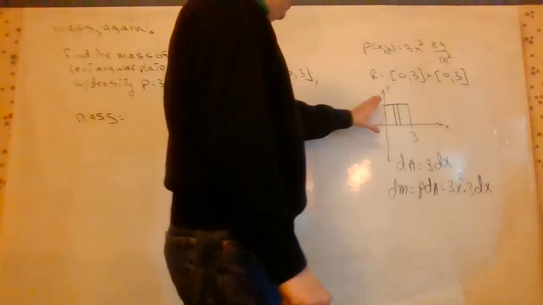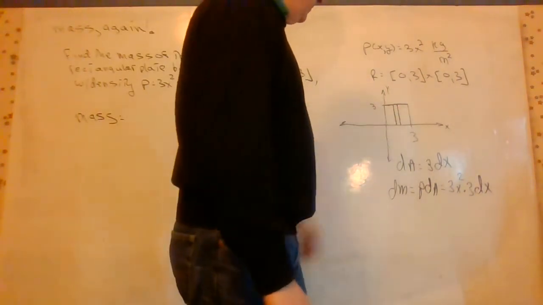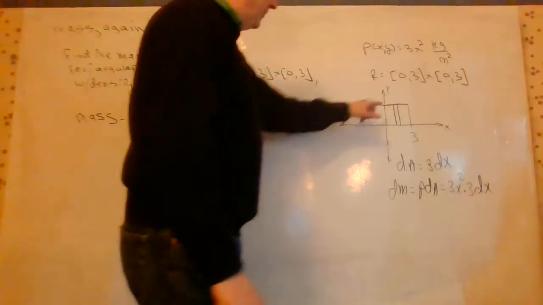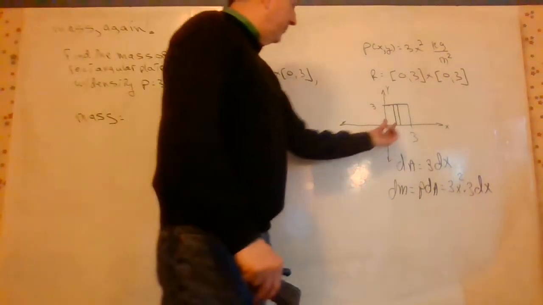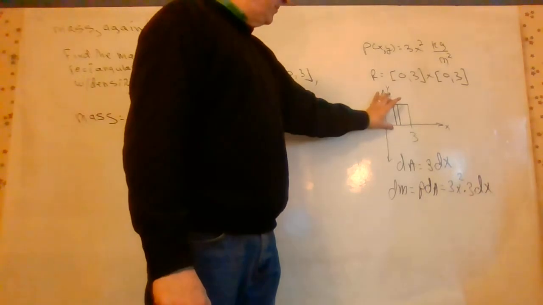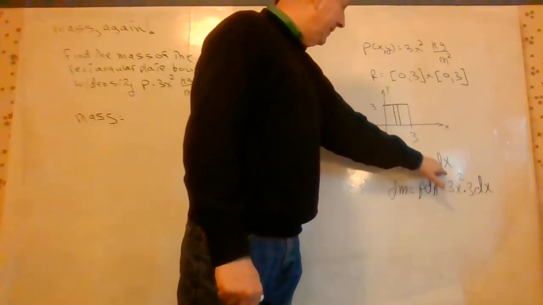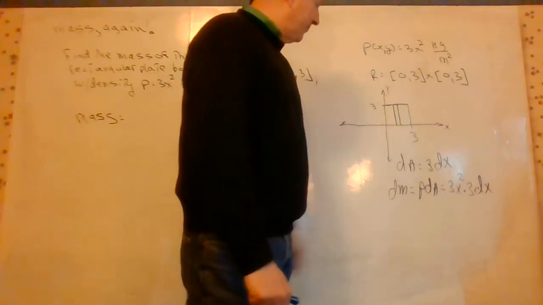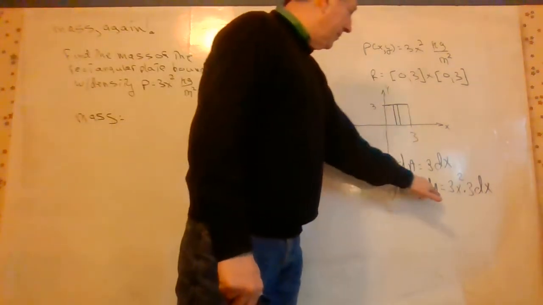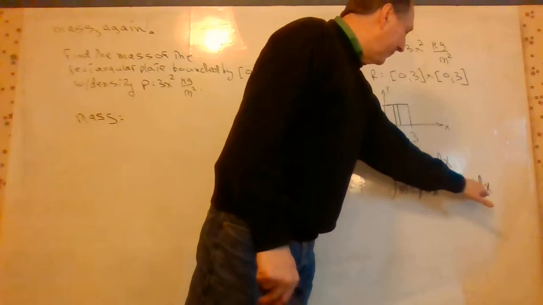Over here I have a little picture, 0 to 3, 0 to 3. You can actually take a rectangular element. The width is going to be dx, the height is going to be 3, so dA is 3 dx, that's the area of this rectangular element. And the mass of this rectangular element is density times area, 3x squared times 3 dx.